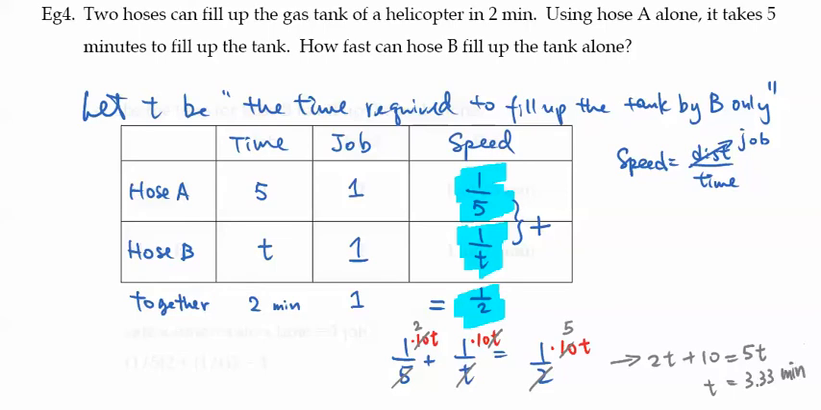And that means if you are to use hose B alone, the job will be completed in 3 minutes and 20 seconds.